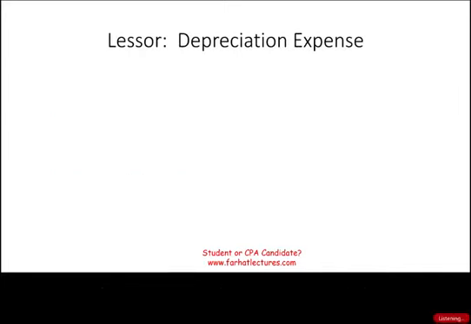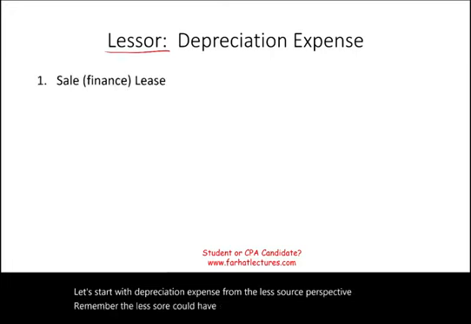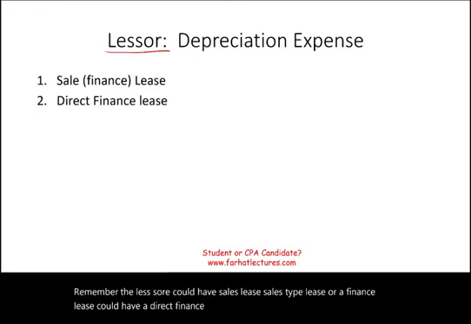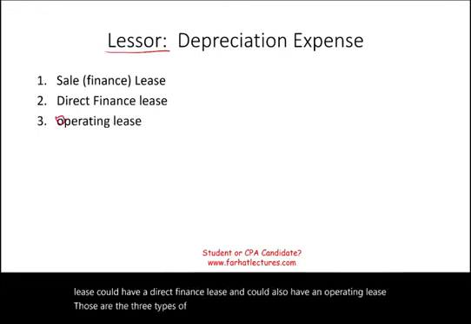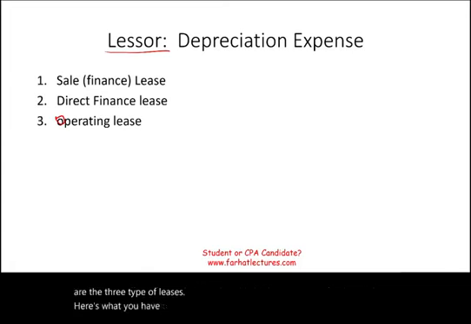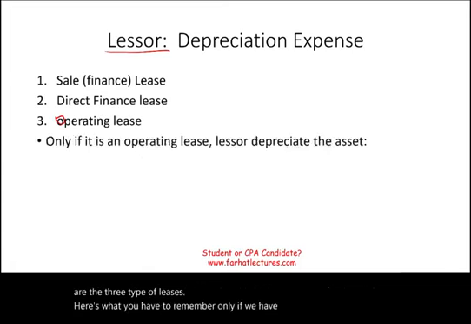Let's start with depreciation expense from the lessor's perspective. Remember, the lessor could have a sales type lease, or a direct finance lease, and could also have an operating lease. Those are the three types of leases. Now, here's what you have to remember. Only if we have an operating lease, the lessor will depreciate the asset.